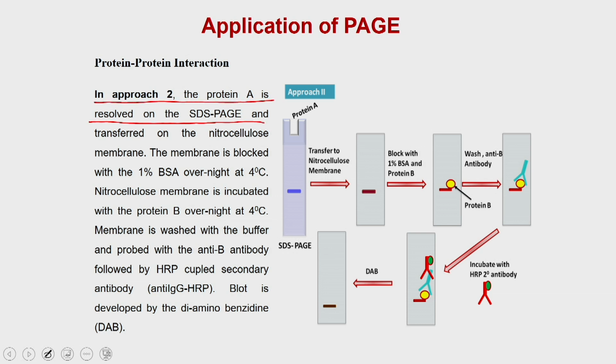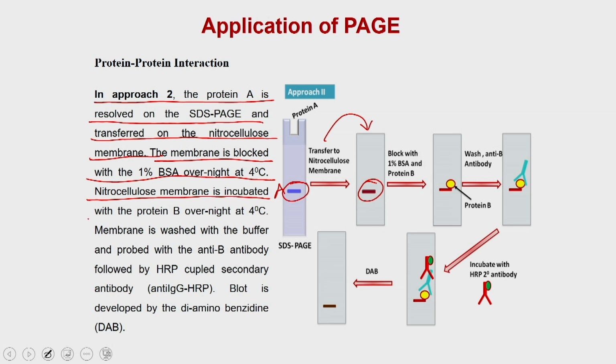Now, in approach 2, the protein A is going to be resolved on the SDS-PAGE, and then you transfer it onto the nitrocellulose membrane. So, you have resolved protein A on the gel, then you transferred it onto a membrane. Now, this membrane is blocked with 1% BSA overnight at 4 degrees, and then you incubate the nitrocellulose membrane with the protein B overnight at 4 degrees.